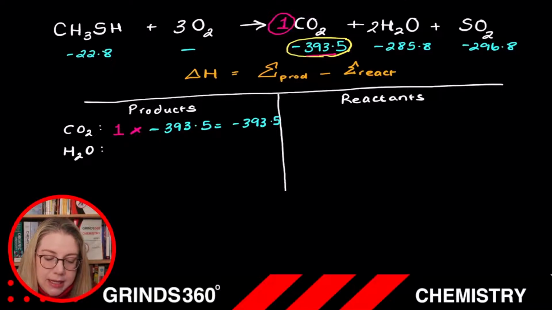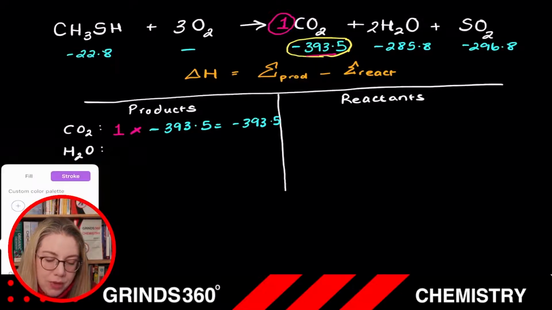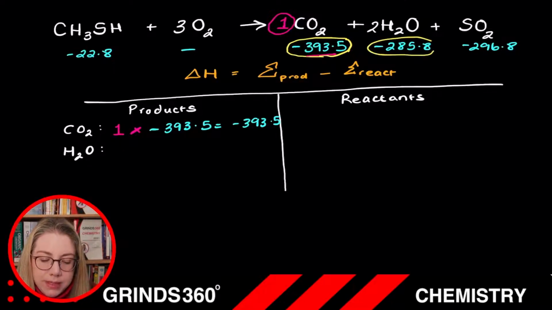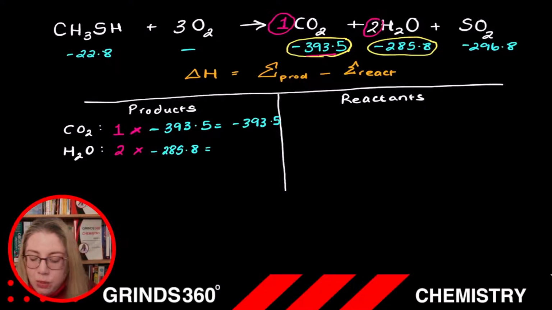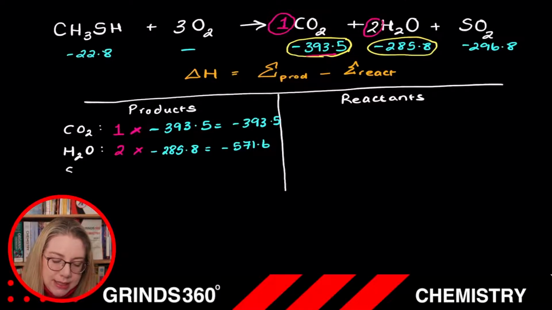Now, in this balanced equation, when 1 mole of water is formed, 285.8 kilojoules of energy is released. However, from this balanced equation, there's 2 moles of water being formed. So we take the number in front of the water, which is 2, and we multiply it by the heat of formation of water, which is minus 285.8. When we multiply those two numbers out, we're going to get minus 571.6. My next product is sulfur dioxide.